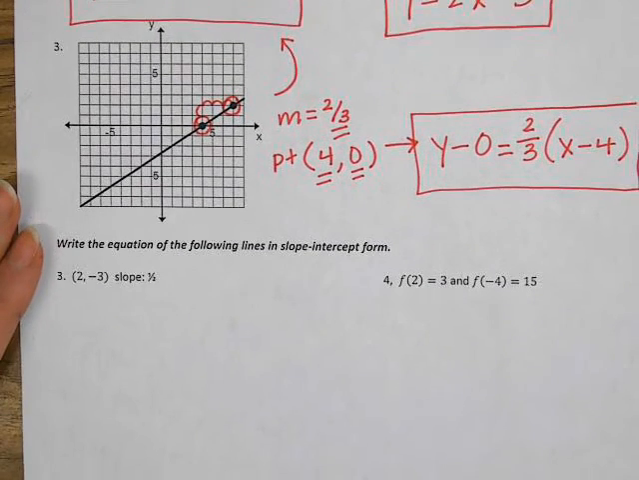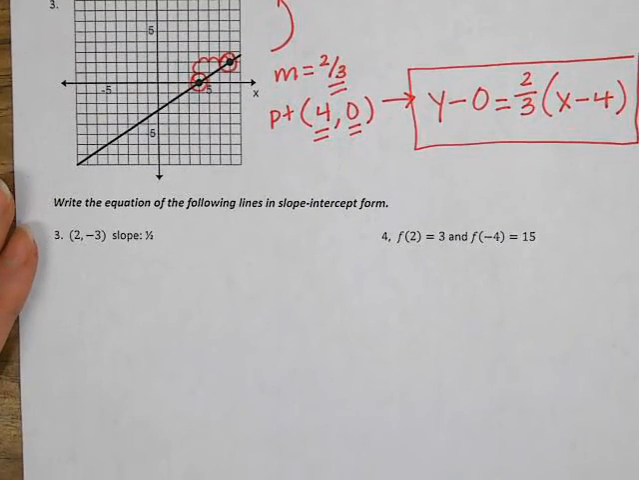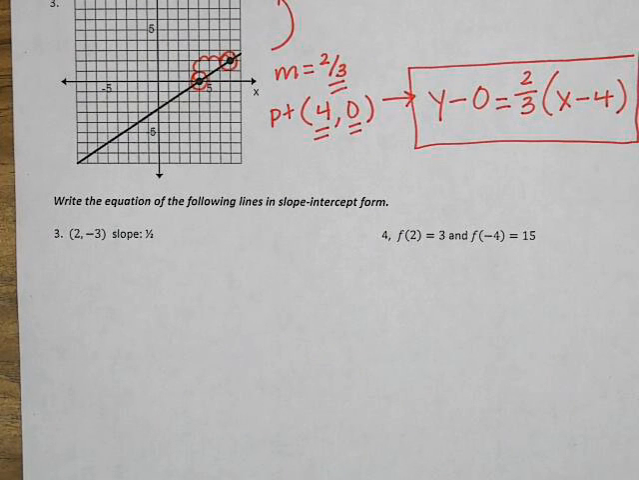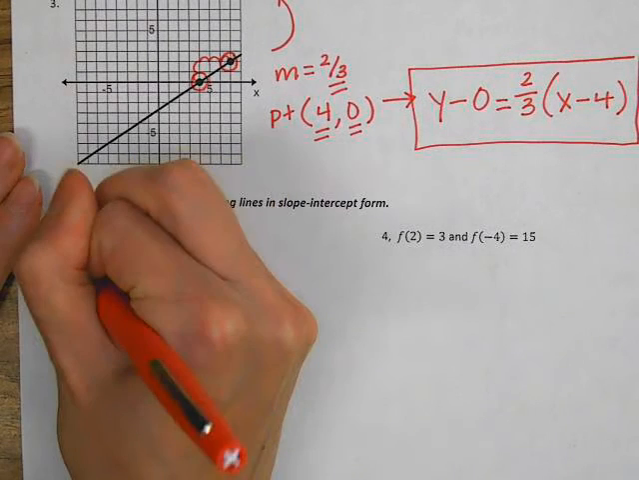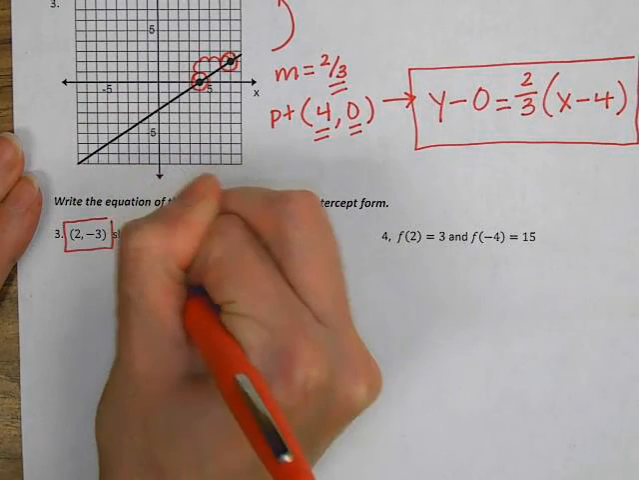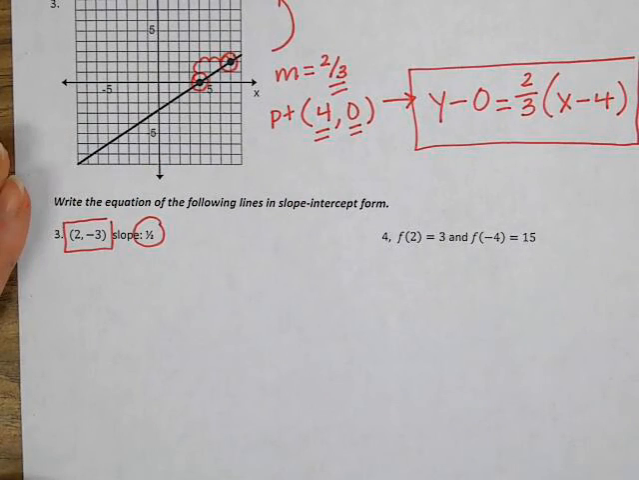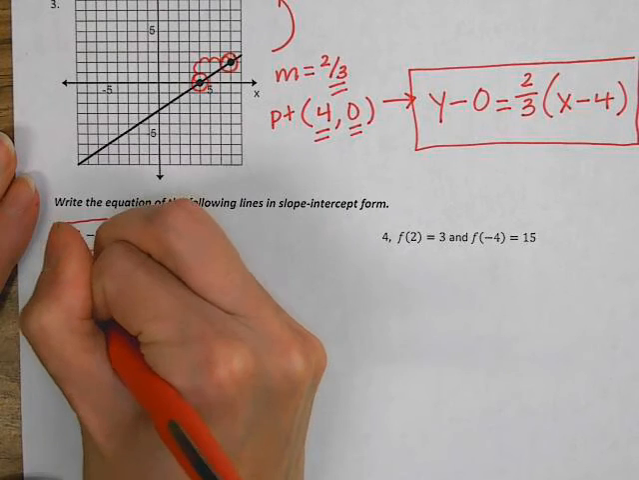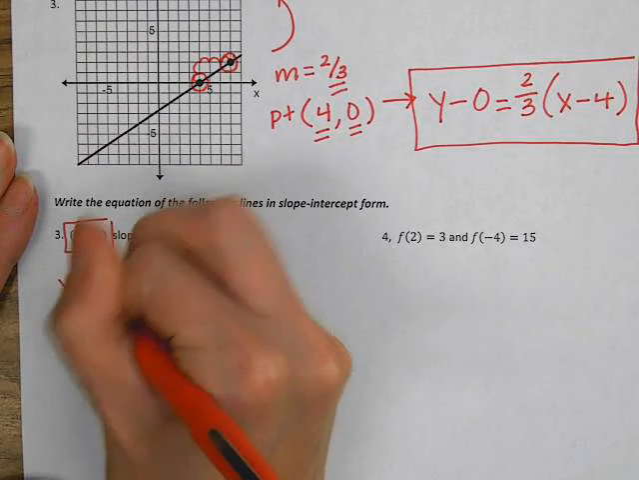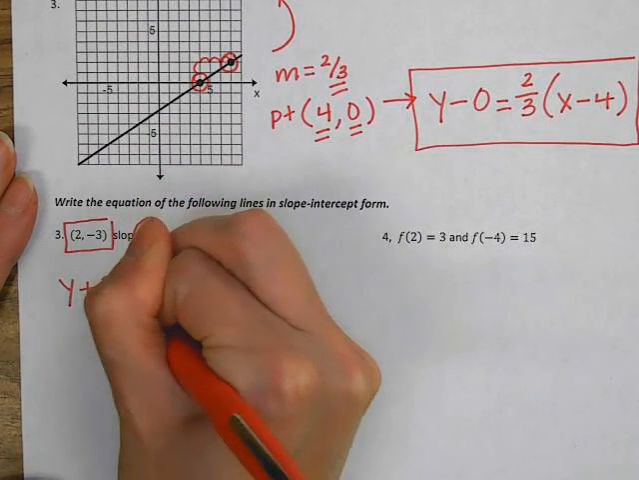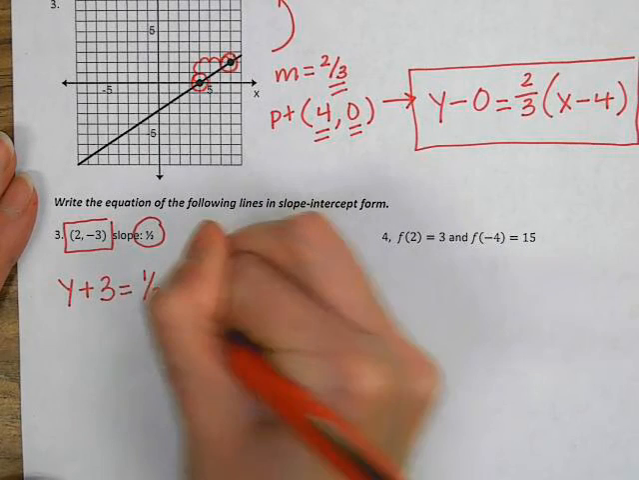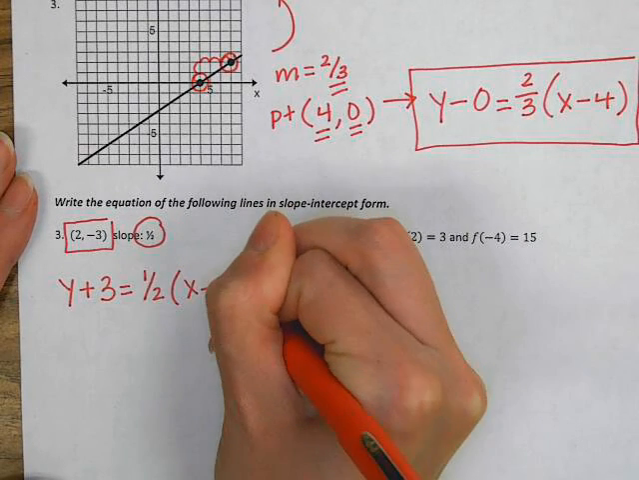Okay, now these say write it in slope-intercept form. So we got to start with point slope and work our way to slope-intercept. Okay, so if you're given a point and you're given a slope, let's do point slope form first. So it's y minus y1, so y plus 3, equals 1/2 times x minus 2. That's point slope.